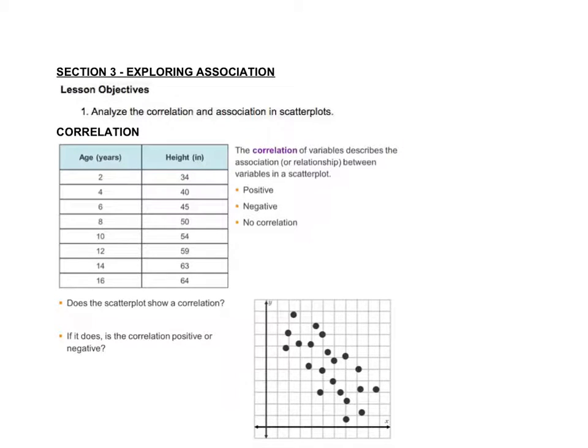And what we're going to be talking about today is exploring association. So we're going to analyze the correlation and association in scatter plots. Correlation of variables describes the association or relationship between the variables in a scatter plot.